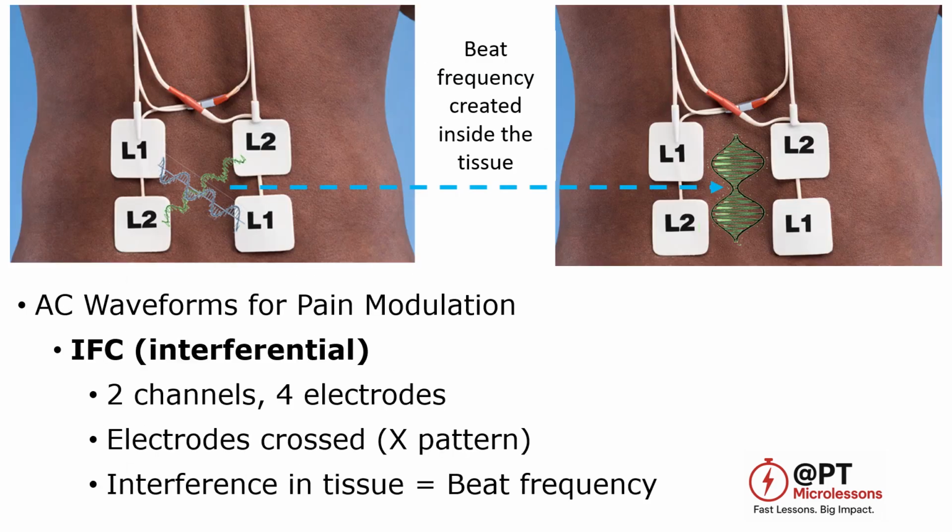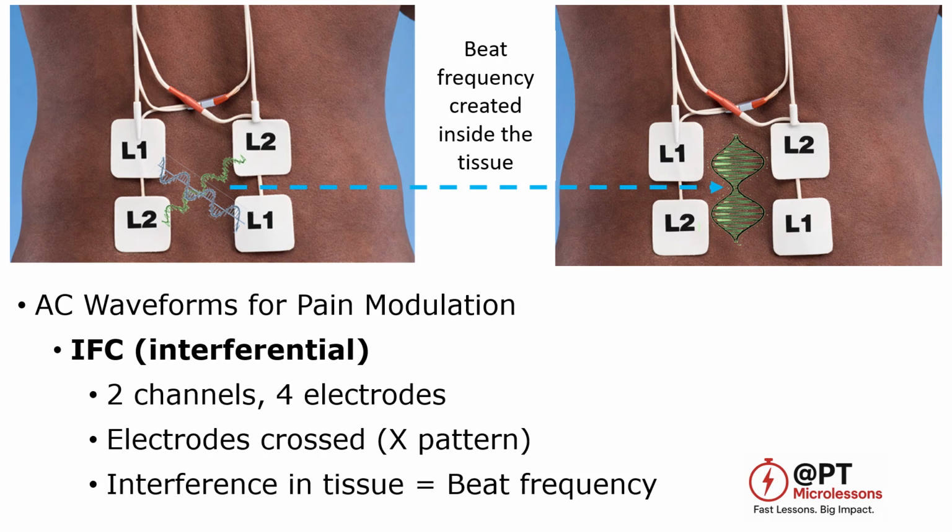Now let's look at how two of the most common alternating current modes, IFC and premodulated, are set up. This image shows how IFC is applied using a crisscross or X pattern for the electrodes. Thus, IFC requires 2 channels and 4 electrodes. In the graphic, one channel is labeled L1 and the other is L2. Each channel delivers its own carrier frequency.